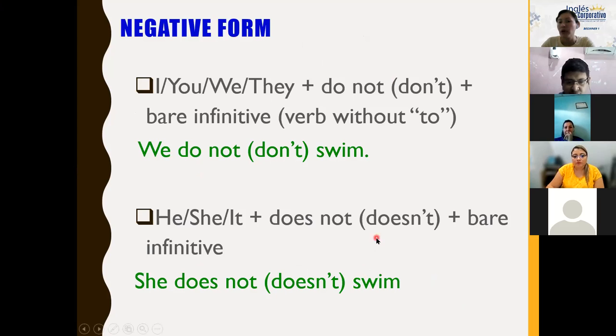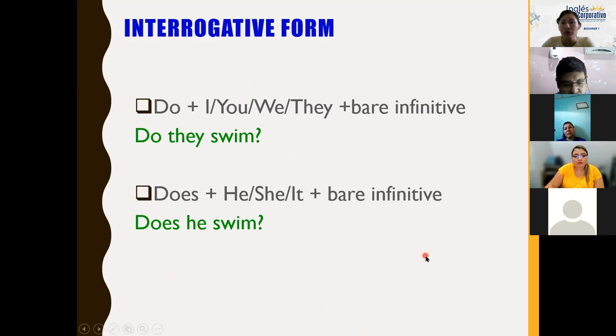Okay. Y pues lo que acabamos de ver, la forma negativa es do not o don't, más el verbo sin el to, ¿verdad? Y lo vamos a utilizar con I, con you, con we y con they. Y para he, para she, para it, ¿verdad? Vamos a ocupar does not or doesn't, siempre sin conjugar el verbo. ¿Ok? Y por último, lo que decíamos de las preguntas, ¿verdad? Vamos a comenzar con el auxiliar. Y el auxiliar para I, you, we, and they va a ser do, y para he, she, it va a ser does. ¿Ok? Entonces, he repetido la información nuevamente para que nada más hagamos como un wrap up, un resumen, de lo que hemos visto.